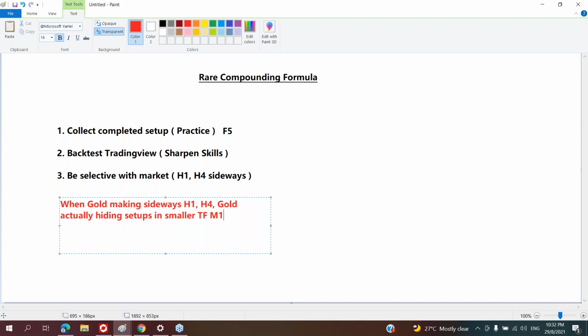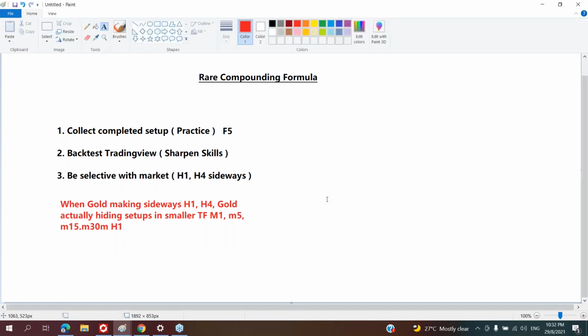I don't really trade M1, M5, okay, M15, M30, and H1. So that's why I suggest sideways in H4, not in daily. I don't really recommend daily, but I mean the H4, H1 sideways. Okay?